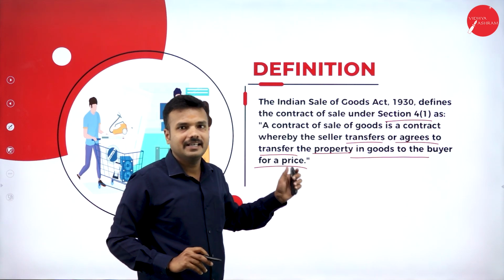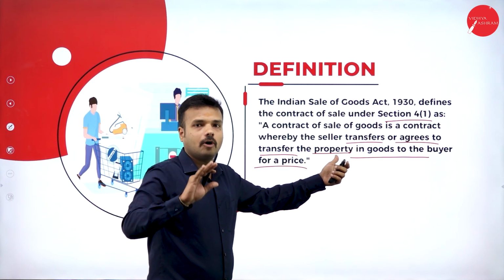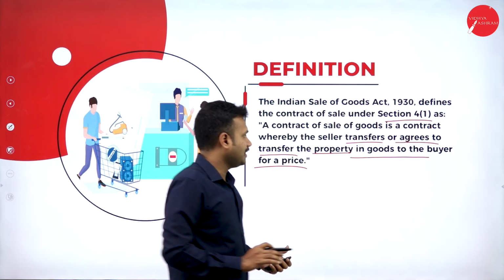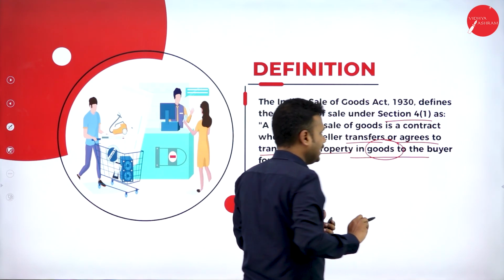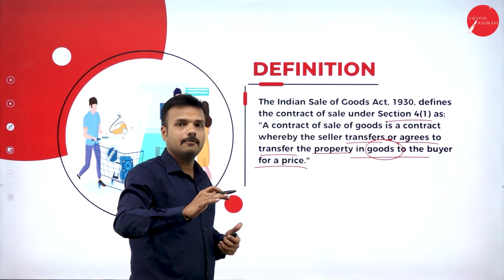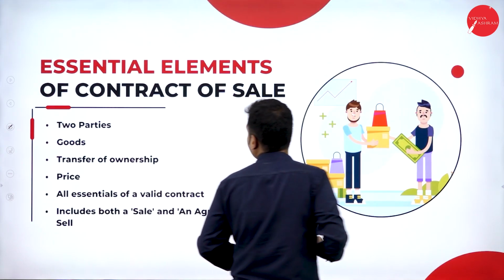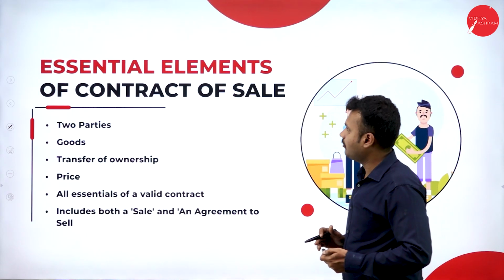As I said, everything is measured in monetary terms. Property here is not about real estate. Property is nothing but the goods according to the Act. As I said, this Act is not applicable for immovable properties. It is applicable only for movable properties. There is a beautiful definition given by the Sale of Goods Act.